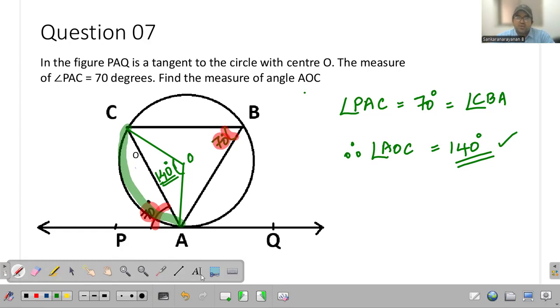So if you know the alternate segment theorem correctly, you can quickly say this is 70, that 70 will switch over here, and then the small angle is 70, so the central one will be double of 70, 140. It's just a 40-50 seconds question. You can finish it in that much time. Now, let's consider the next question.